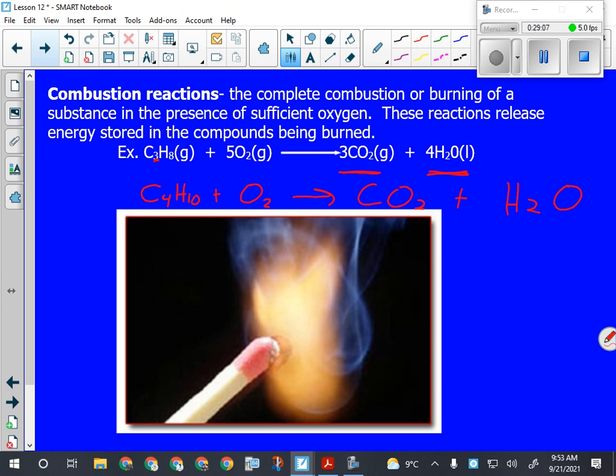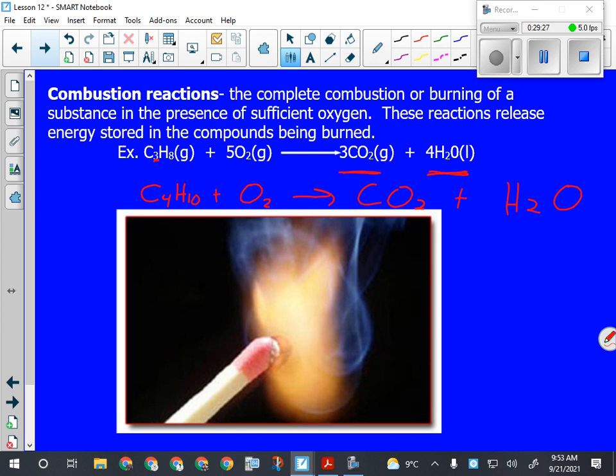Okay, so this is a hydrocarbon combustion reaction. It's the one that happens in lighters. If you got one of those long clicker lighters, stick it later. This is butane burning in the presence of oxygen to produce carbon dioxide and water.